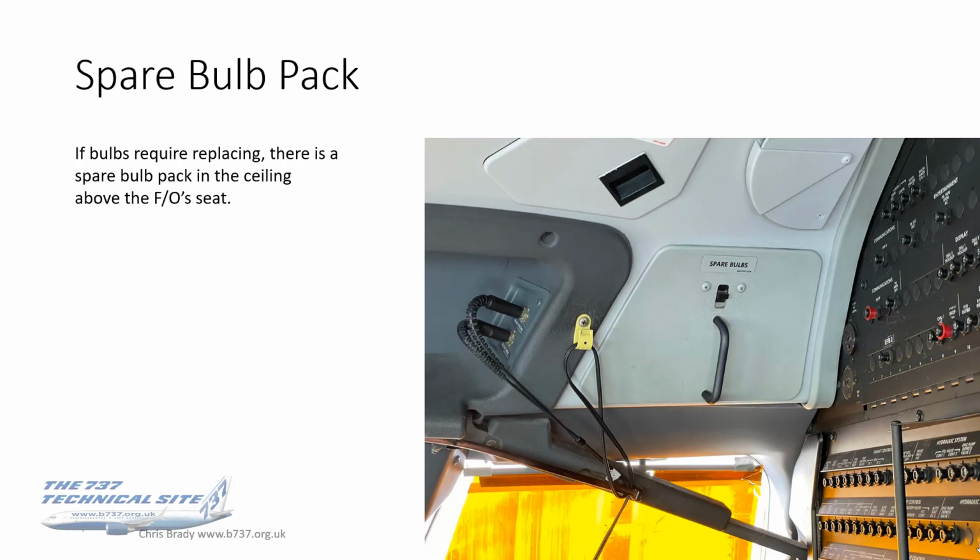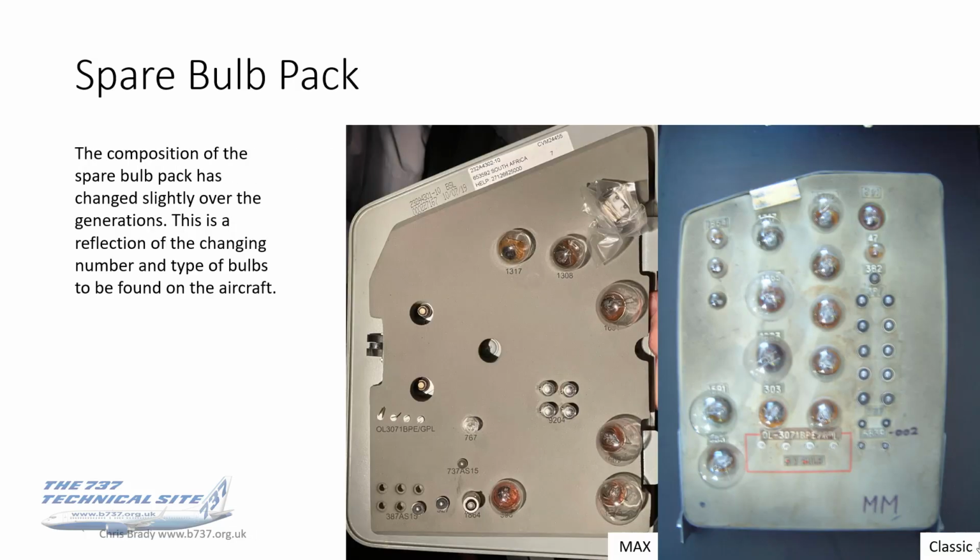If any bulbs require replacing, there's a spare bulb pack in the ceiling above the FO's seat. I'm sure we've all seen it. Don't know how many of you have actually looked in it or used it. The composition of the spare bulb pack has changed slightly over the generations. The photo on the right is of a Classic, and there are a lot more bulbs in there than in the photo on the left, which is of a Max, and that is fully stocked. I'm not sure why there are so few 387s in there, but anyway, there we go. And that's just a reflection of the changing number and type of bulbs to be found on the aircraft.